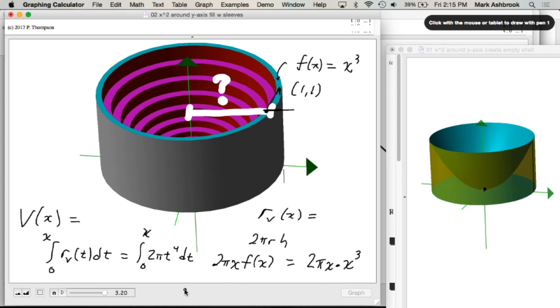He's offered up V of 1. Is V of 1 what I'm talking about? Yep, V of 1. And in the rule, that would be the integral from 0 to 1 of 2 pi t to the 4th dt. And that's a number, right? It's the accumulation of volume when the current value of x is 1.